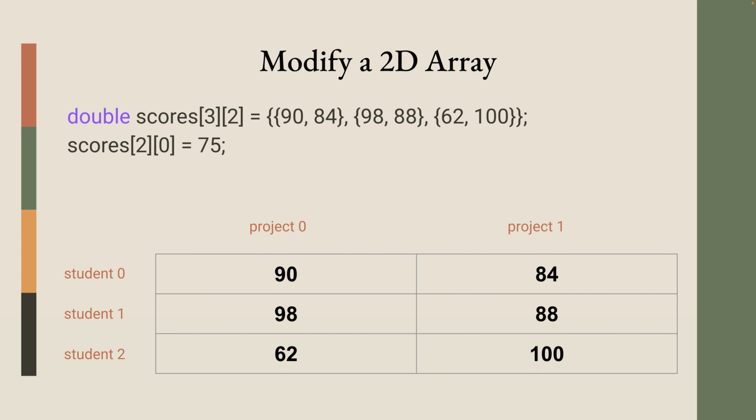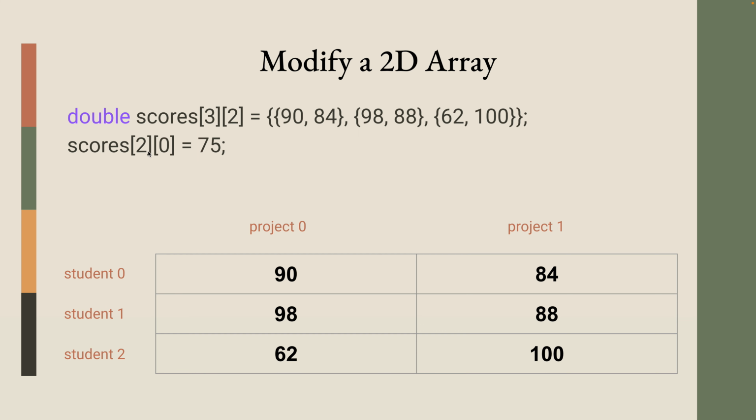Okay, if we want to modify a 2D array, first off, with initialization, you put the rows in brackets. A 2D array is essentially an array of arrays. So we have these different array elements here. The first array element is the row 90, 84, which maps here, 90, 84. The next row is 98, 88, and then 62 and 100. So that's what it would look like to initialize a 2D array.